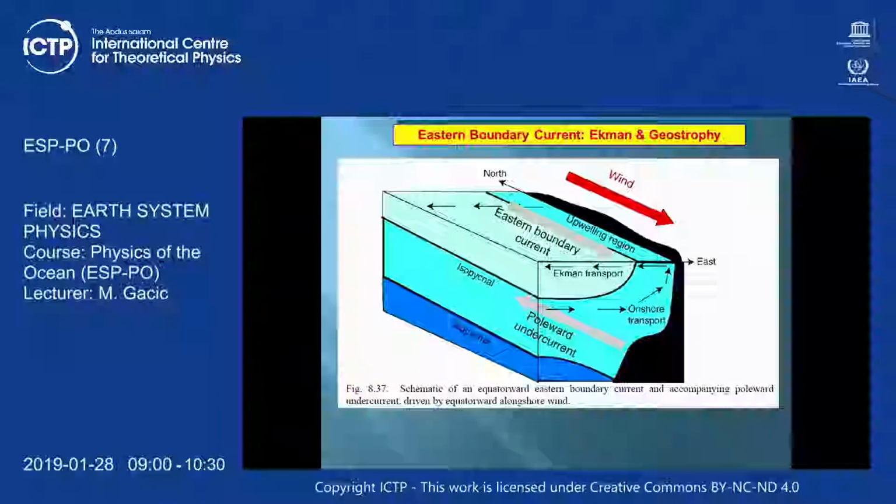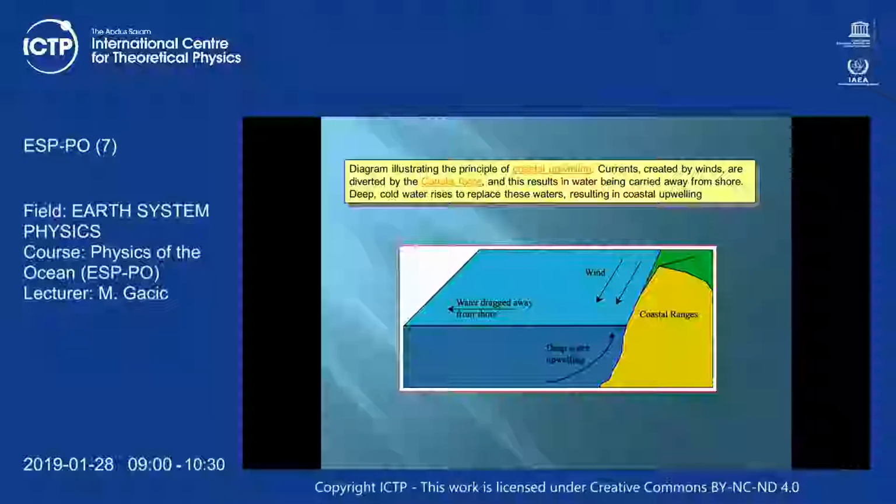If you go to areas where such conditions are present, that means where the mean wind field is blowing along the coast, this is what we would find in a deeper water column over the area. This is essentially the same thing.